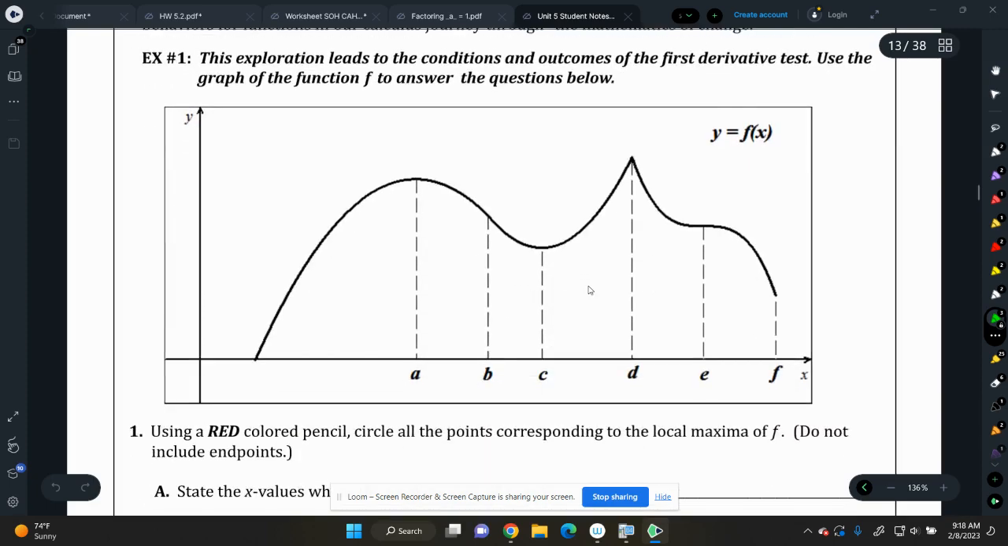So the first derivative test, okay, if we look at an example like this curve here, we take the derivative, right? And we set it equal to 0. And by doing that, that's going to tell us at what points the slopes of the tangent lines are 0, right?